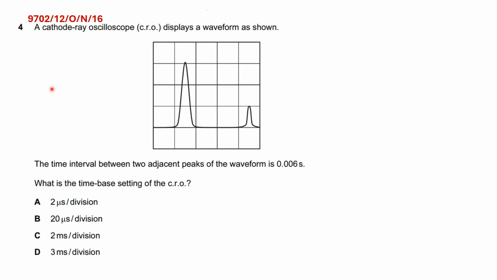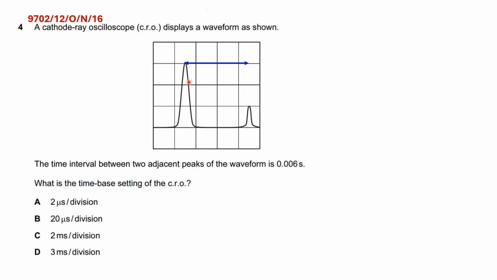All right, so this question is a little bit different. Stick around and I'm going to explain to you how to solve it. Let me read the question. A cathode ray oscilloscope, CRO, displays a waveform as shown. Here we have two pulses or peaks. The time interval between two adjacent peaks of the waveform is 0.006 seconds. What is the time base setting of the CRO?